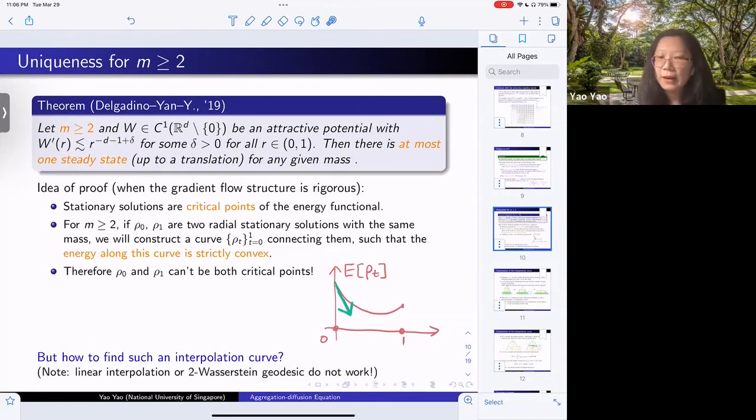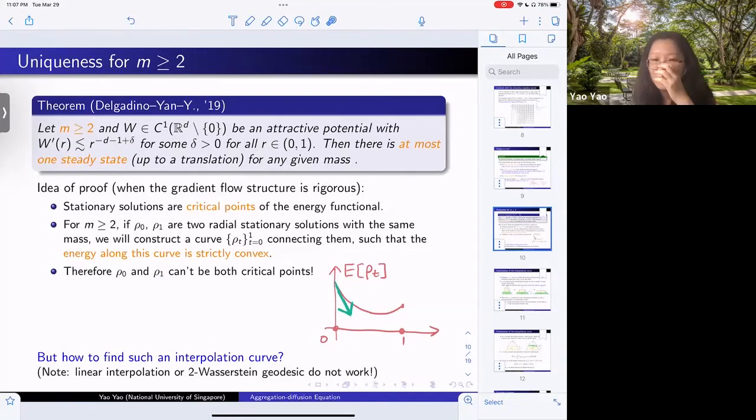So for the idea of proof, again, I'm going to describe the idea assuming a rigorous gradient flow structure. If not, we can still get around, although the proof becomes more messy. So assuming a rigorous gradient flow structure, we just need to show the critical points are unique. In order to show that, suppose we have two radially symmetric steady states with the same mass. Suppose we are able to construct some interpolation curve connecting the two of them. Then if we are able to show that the energy functional along this curve is a strictly convex function from 0 to 1, then it means that the two points can't both be critical points, right?